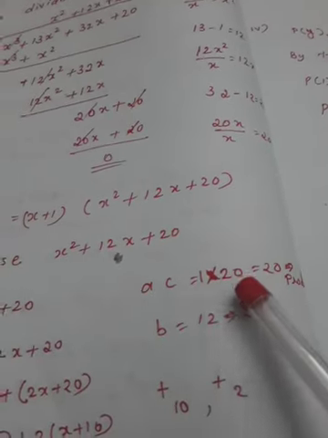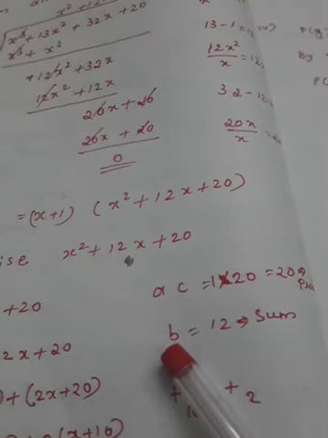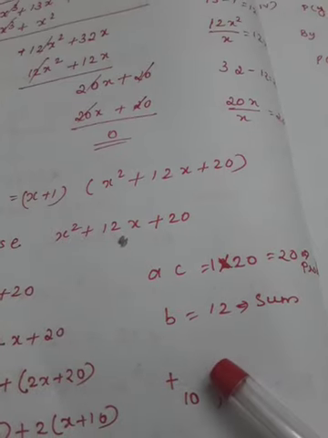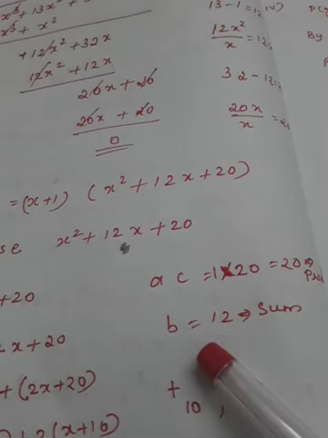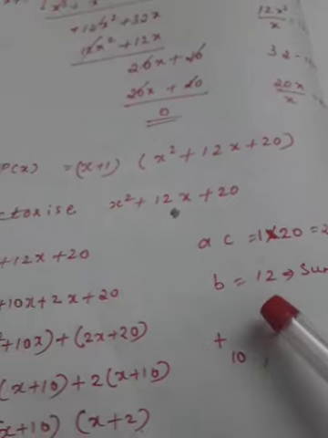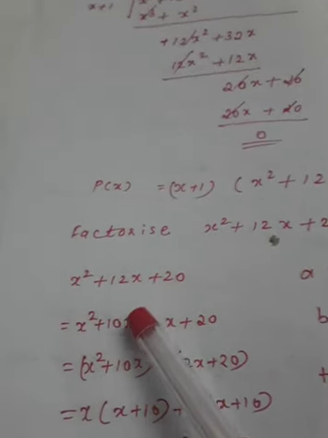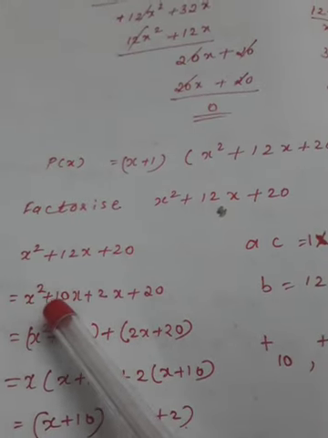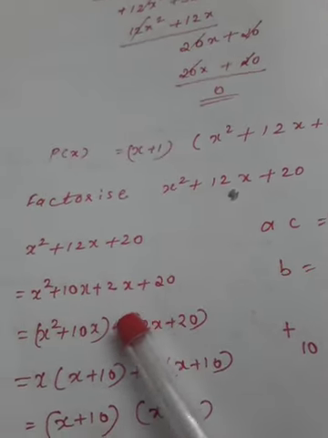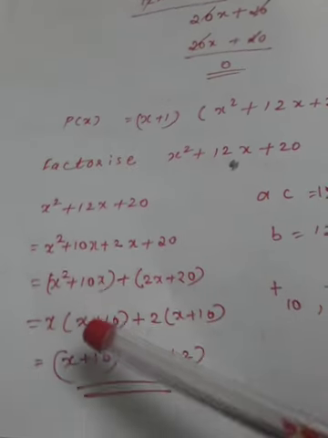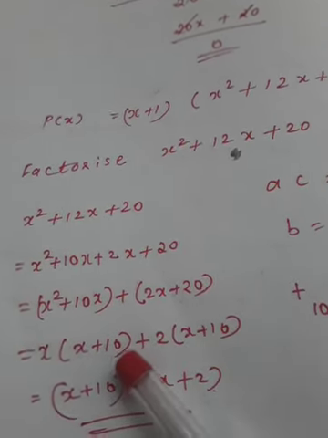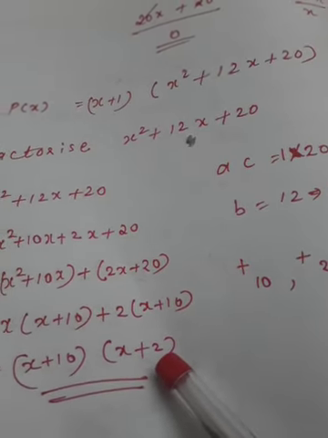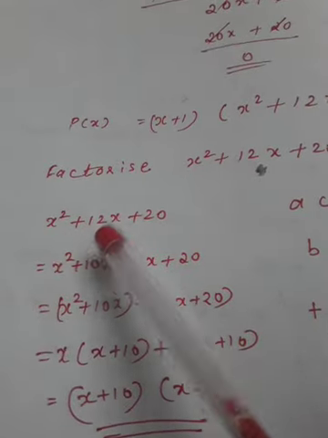So AC is 1 into 20, 20. B is 12. Both are positive means both numbers having the same symbol, that is positive. Product is 20, sum is 12. So which are the numbers? 10 and 2. So here we need to split the middle term, x square plus 10x plus 2x plus 20. Making the groups and taking the common factor outside, again x plus 10 is the common factor. So x plus 10 into x plus 2 are the factors of x square plus 12x plus 20.